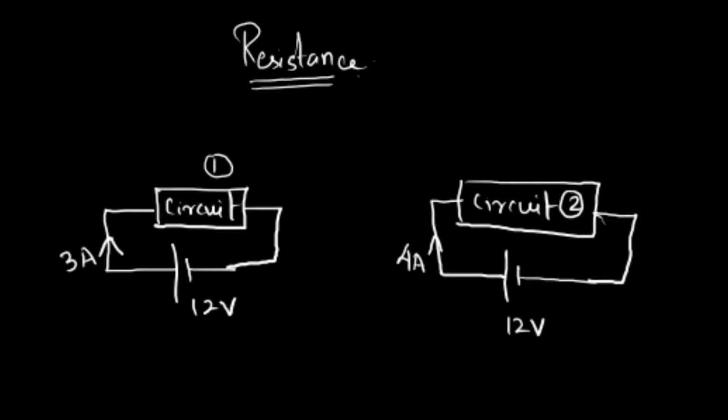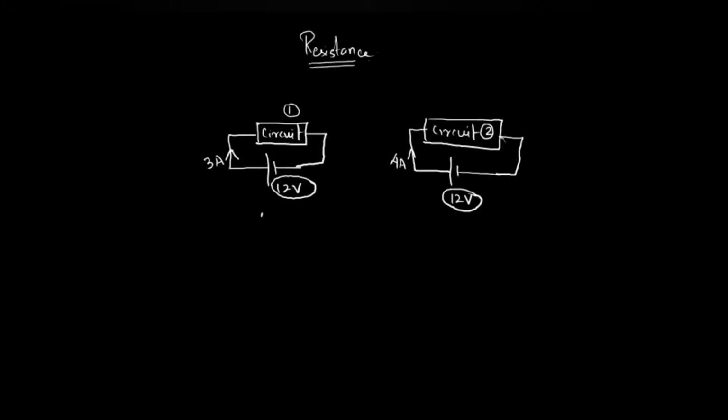Now what is the difference here? The voltage is the same. Though the same voltage is applied across both the circuits, this circuit flows a current of 3 amperes whereas this circuit has a current of 4 amperes. Now what makes this difference? This difference is due to resistance.